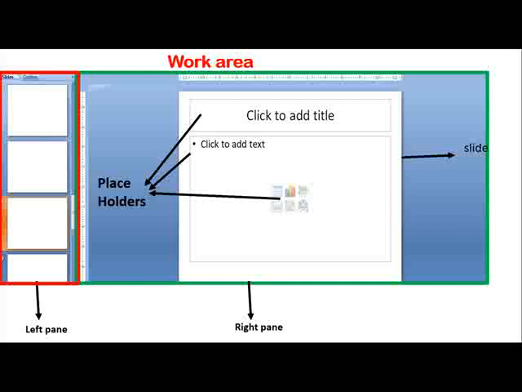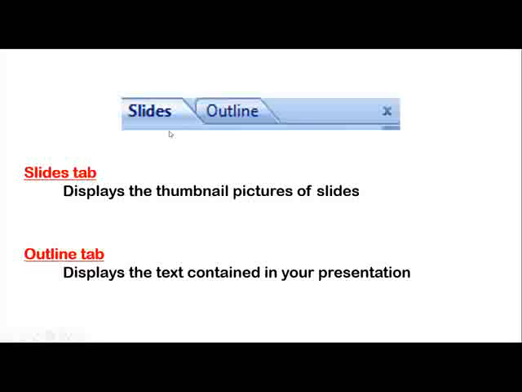Okay, so work area is divided into two sections, right pane and left pane. And left pane contains two tabs. One is slides and second is outline. Okay, now what is the use of slides tab? Slides tab displays the thumbnail pictures of the slides. Small pictures of slides.